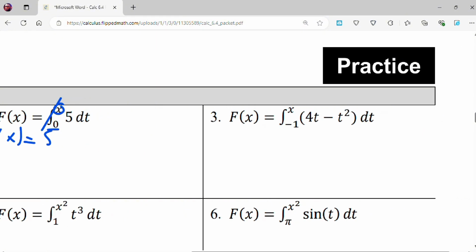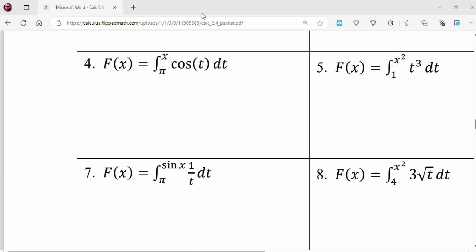Okay, next we have f of x equals integral from -1 to x of (4t minus t squared) dt. Again we want to check for the format. We have a constant bottom and a function at the top, so we can use the fundamental theorem of calculus. So f prime of x, the derivative gets rid of the integral, and you plug in x into t. So 4x minus x squared. That is your f prime of x.